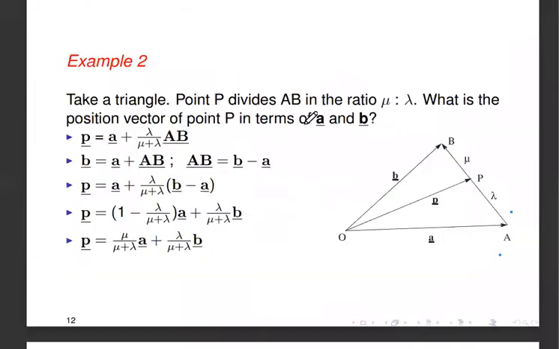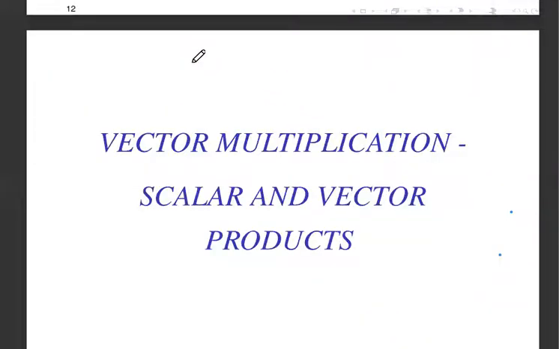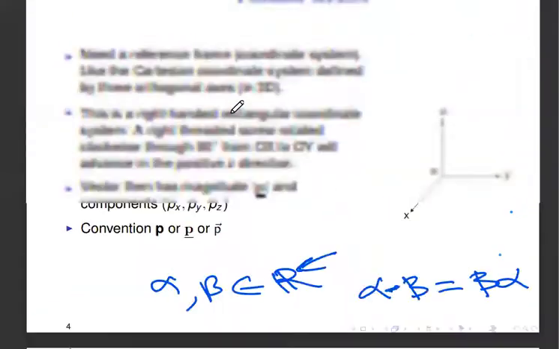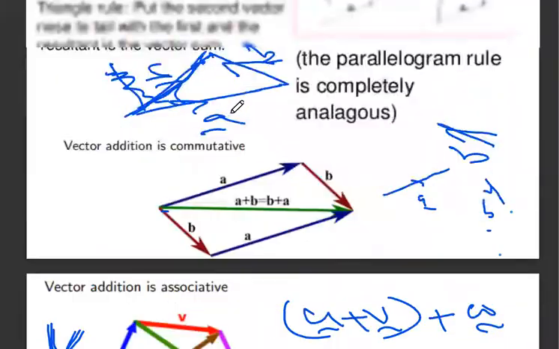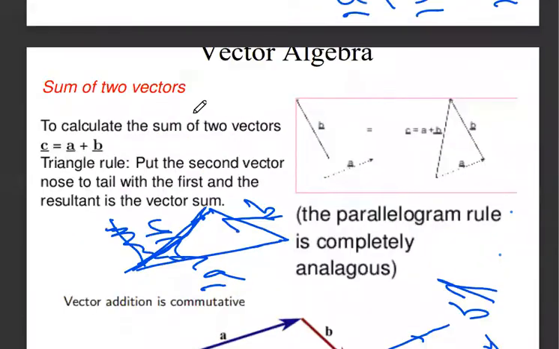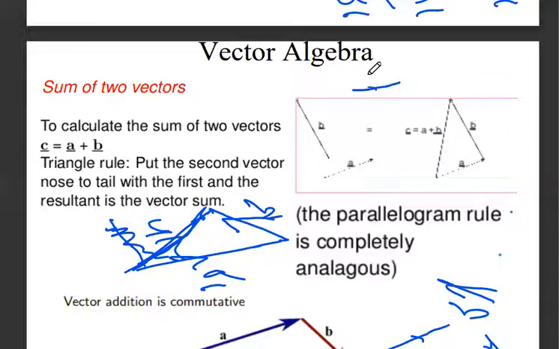Yeah, so let's talk about vector multiplication. Last time we talked about scalar multiplication, where you multiply a vector by a scalar. When you multiply a vector by a scalar, then what happens?